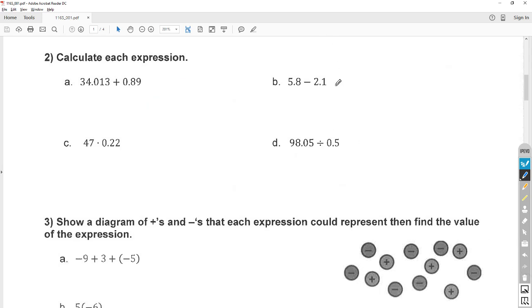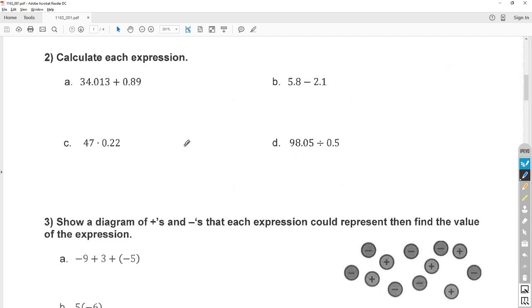Okay. Going on to B, same thing. If you're subtracting, you also need to line up your decimal. So 5.8 minus 2.1. I do 8 minus 1 is 7. Decimal goes in the same spot. 5 minus 2 is 3.